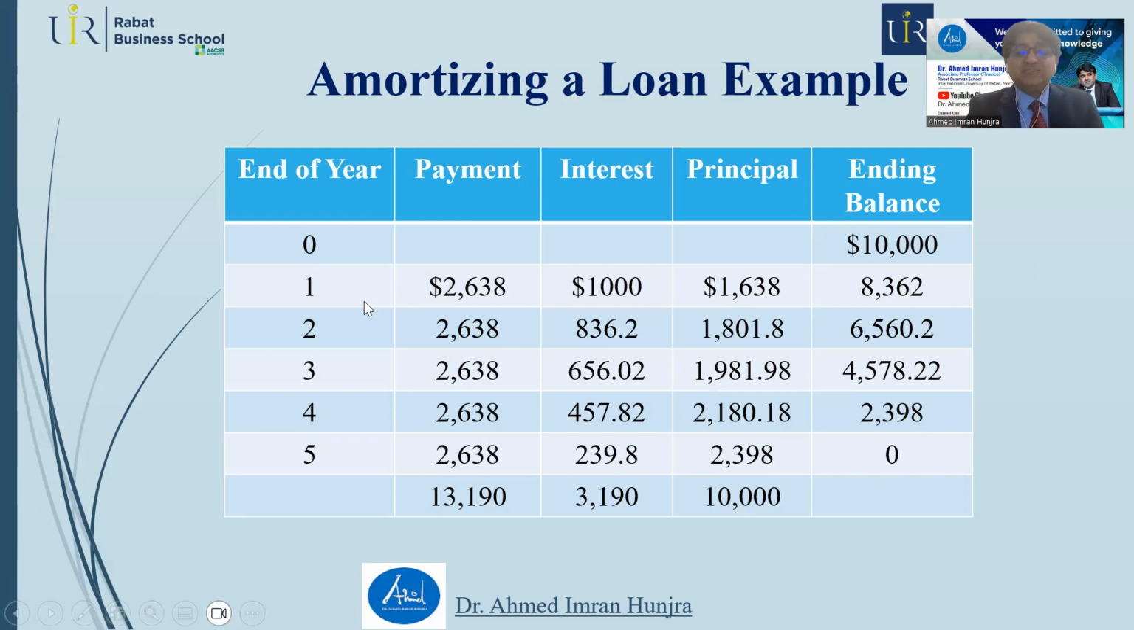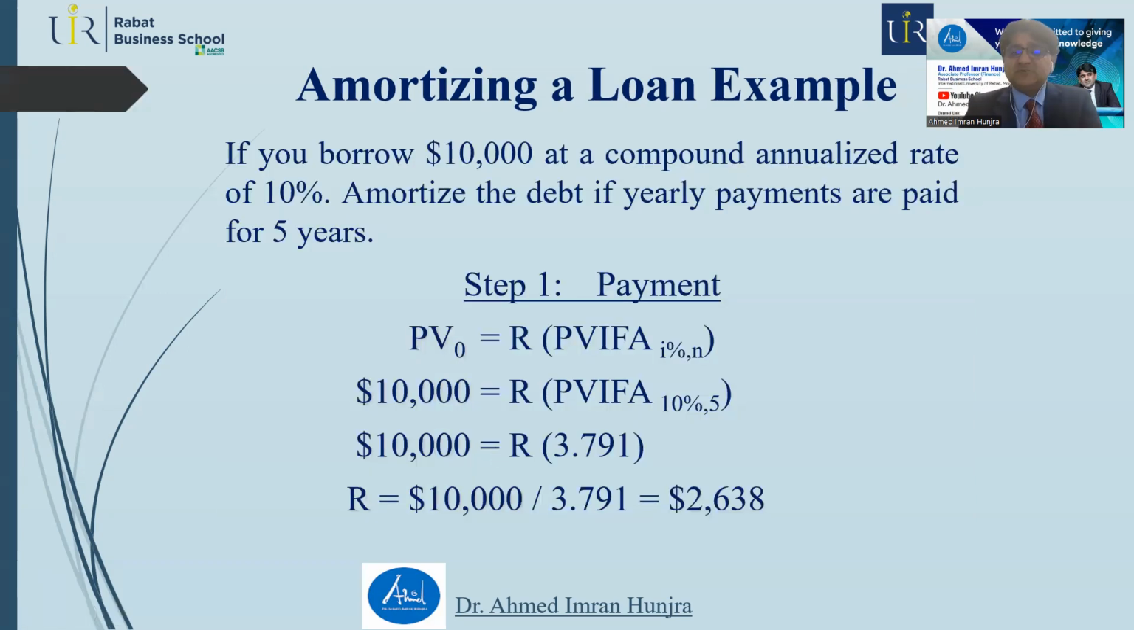So first time period, second time period, third time period, 4 years, 5 years. And how much is my installment or equal payment? 2638, for the first time period, second, third, fourth, up to 5 time periods. This is the first step. First step, find the payment. What is the second step?